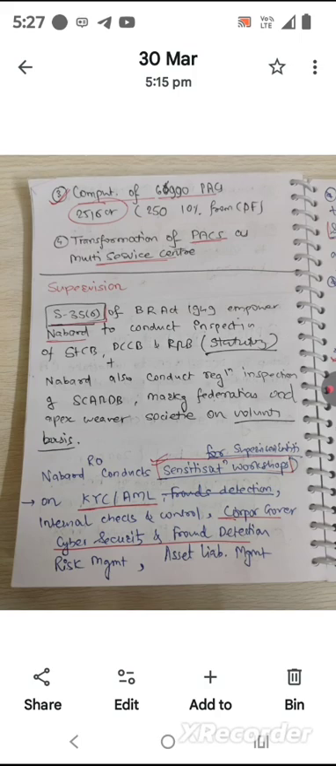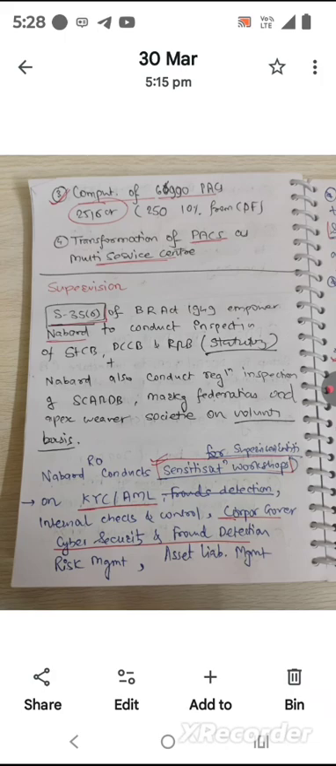So this initiative is for NABARD Grade A interview preparation, and today we are going to discuss a very important topic: supervision as a function of NABARD. NABARD, as an apex development financial institution, performs three very important functions. The first one is credit intermediation, specifically credit planning and refinancing. The second one is the developmental function, which includes sectoral development as well as institutional development. And the third and most important function is the supervision function.